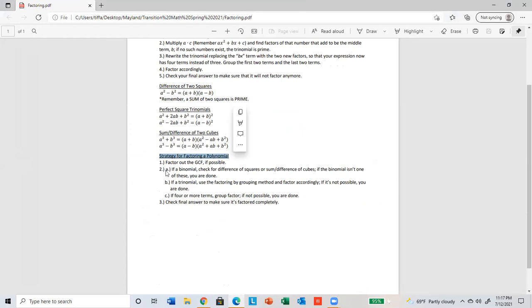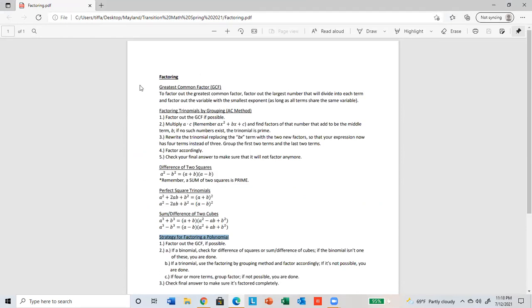The first thing that you always want to try to do is factor out the GCF if possible. Now, the GCF is the largest number that will divide into each term, and the variable with the smallest exponent, as long as all terms have that same variable. So that's our first step.